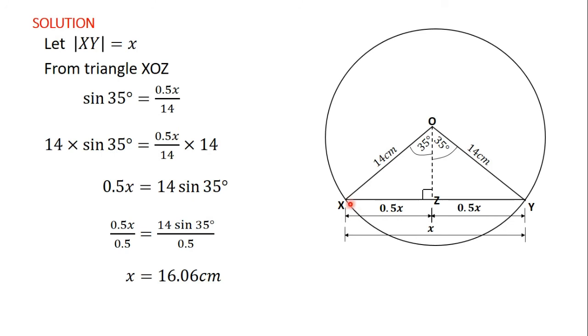What it means is that from X to Y, which is the length of the chord, is 16.06 centimeters. Remember, the question said we should leave our answer in 2 decimal places. So we can say that the length of the chord is 16.06 centimeters. In the next video, we are going to solve the third and fourth part of this question.